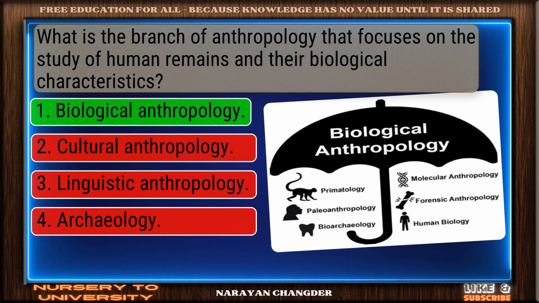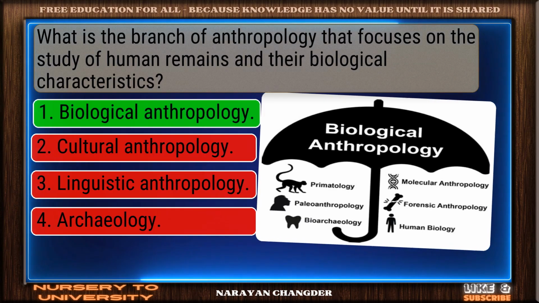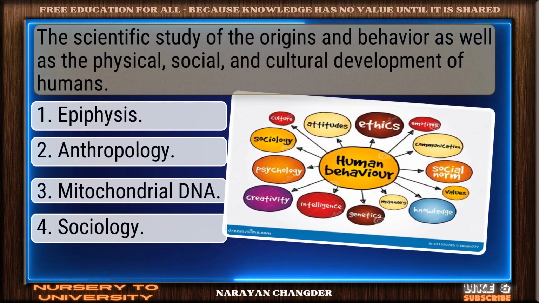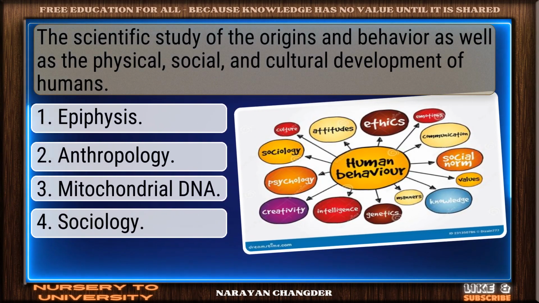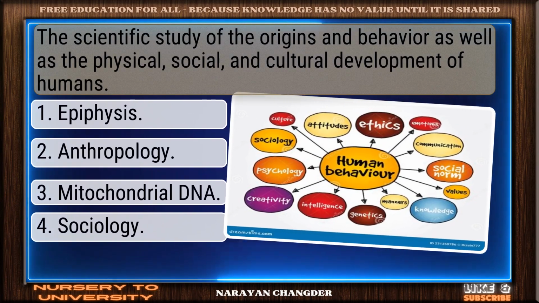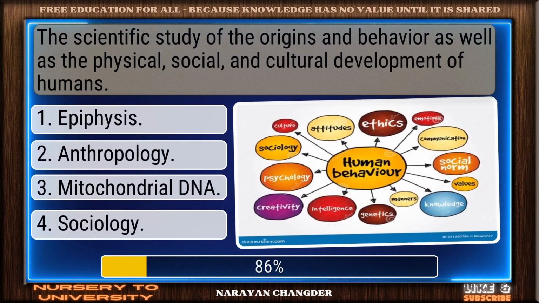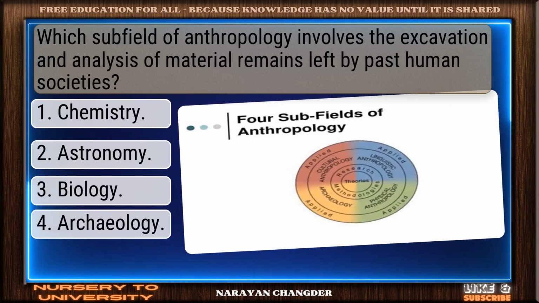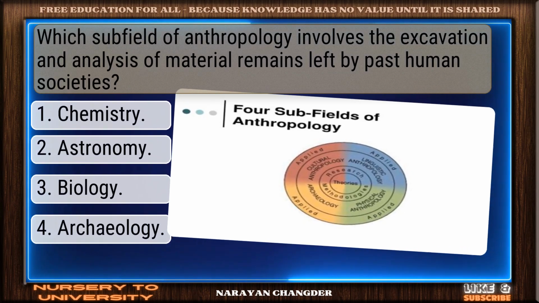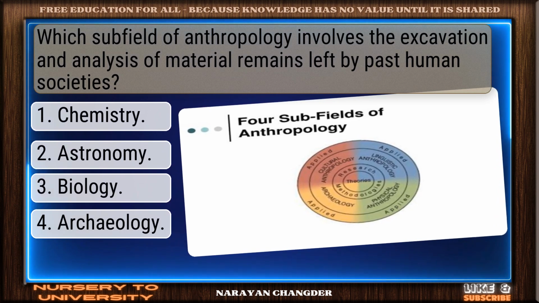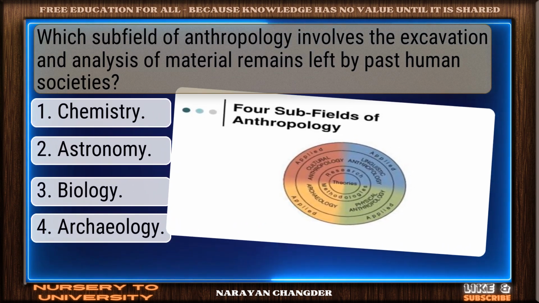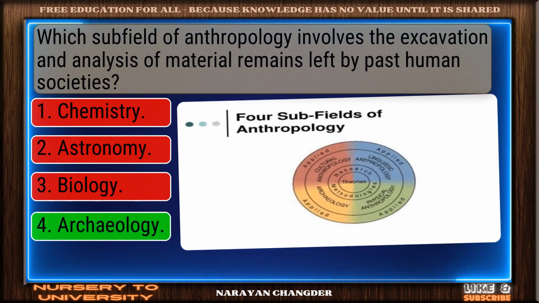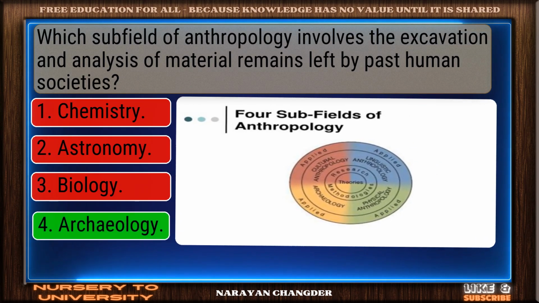Well reasoned. Biological anthropology is the correct choice. The scientific study of the origins and behavior, as well as the physical, social, and cultural development of humans. Nicely done. Anthropology is a solid answer. Which subfield of anthropology involves the excavation and analysis of material remains left by past human societies? Strong choice. Archaeology is the right answer.